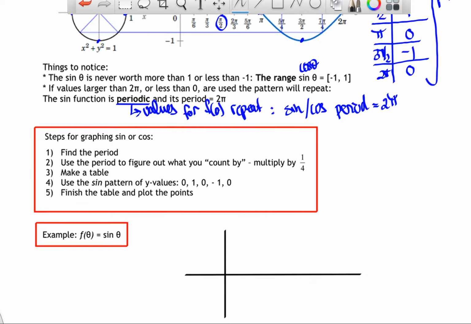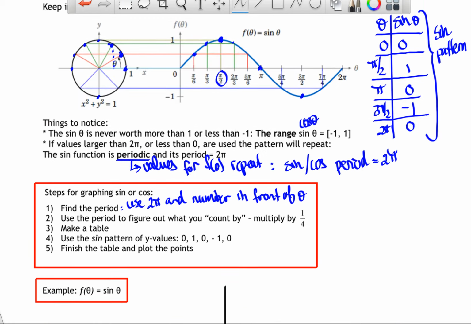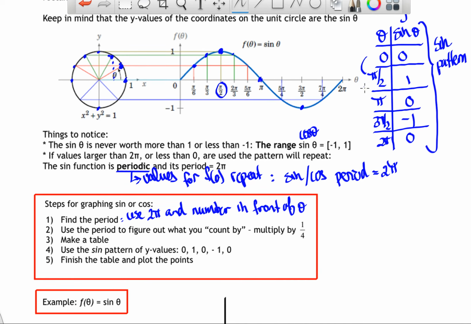So, how do you graph either a sine or a cosine? Well, the first thing is that you find the period. For the period, we use 2 pi for the sine and the cosine, and we use the number in front of theta. You'll see that here in a second. Then we're going to use the period to figure out what you count by. And the count by is the steps that you need to go from 0 to pi over 2 to pi to 3 pi over 2 to 2 pi. So the count by, in this case, was pi over 2.